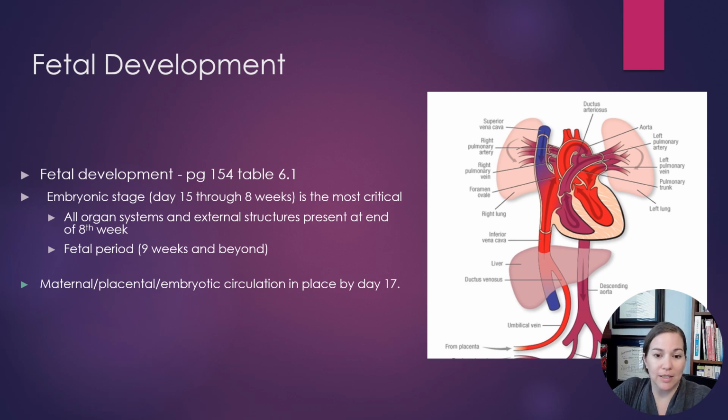Already by day 17 of development, there is already maternal, placental, and embryonic circulation happening. So we have all of the circulatory system already in place for the baby at this time. So things happen very quickly. Again, the first 8 weeks is the time that the baby is most susceptible to errors or problems with development that could cause miscarriage. Excuse me. So that first 8 weeks is extremely important for development.